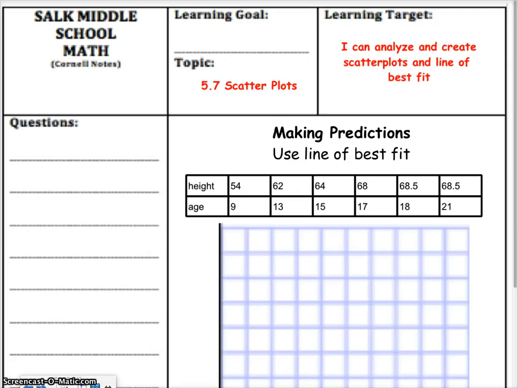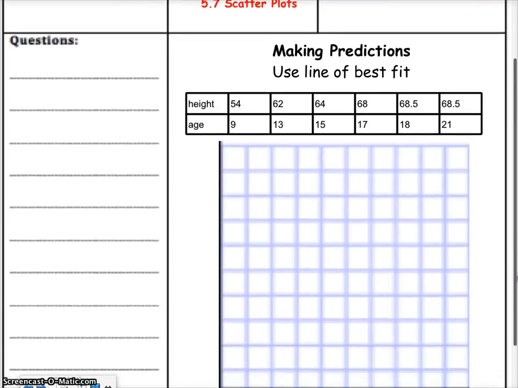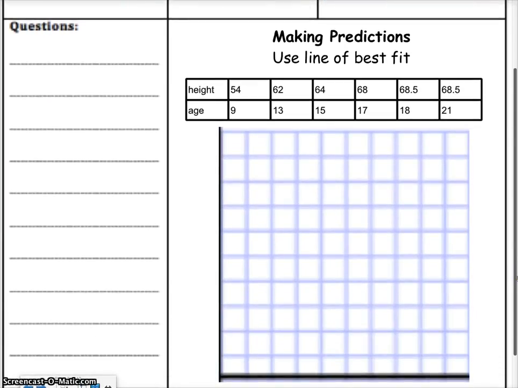Okay. Now we're going to make predictions using line of best fit. So which one do you think is independent and dependent? Do you think my height depends on my age or my age depends on my height? Height to age. So height is dependent on how old I am. Up to a certain point, right? I mean, once you get to be about your age, it doesn't work that way anymore. Okay, let's analyze this.